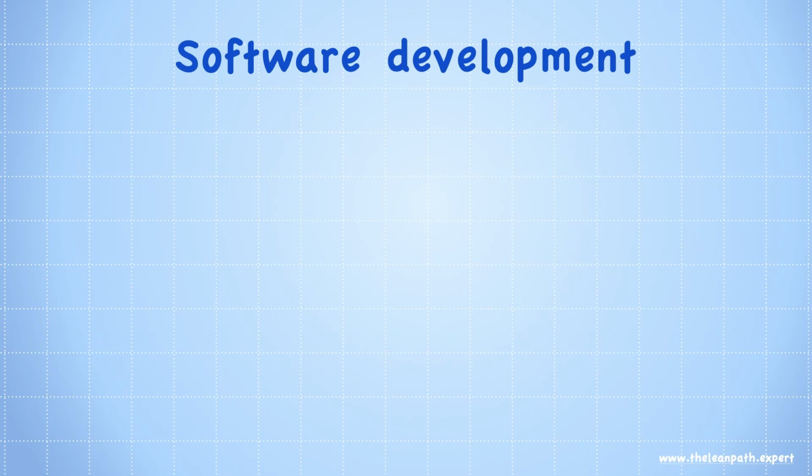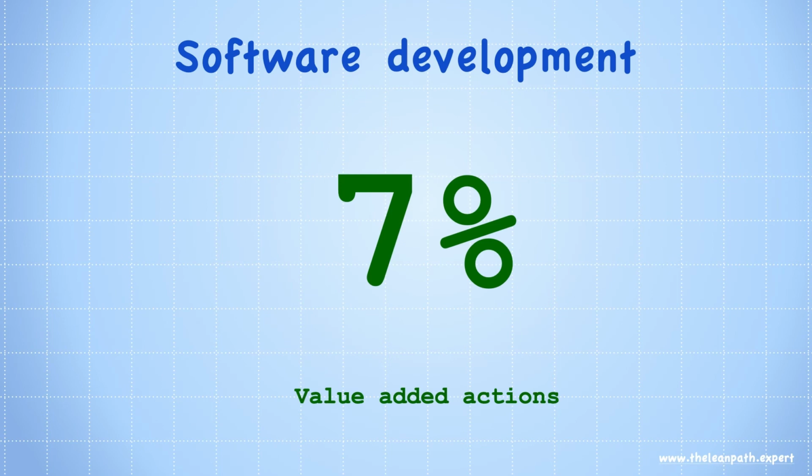But what about software development? According to research done in 4,000 companies, the best of them produce only 7% of value-added actions. The rest of their activities are waste. Yeah, it's hard to believe, isn't it? How to eliminate or at least reduce the waste? In coming chapters, we will learn about different types of waste, where to look for waste, and how to eliminate it.